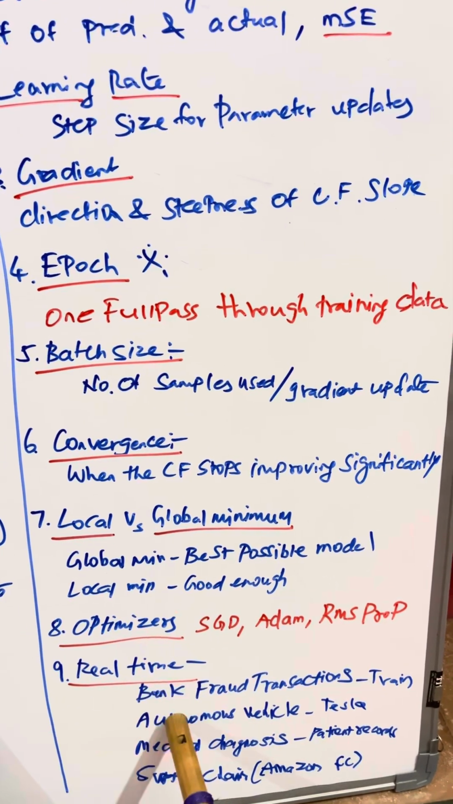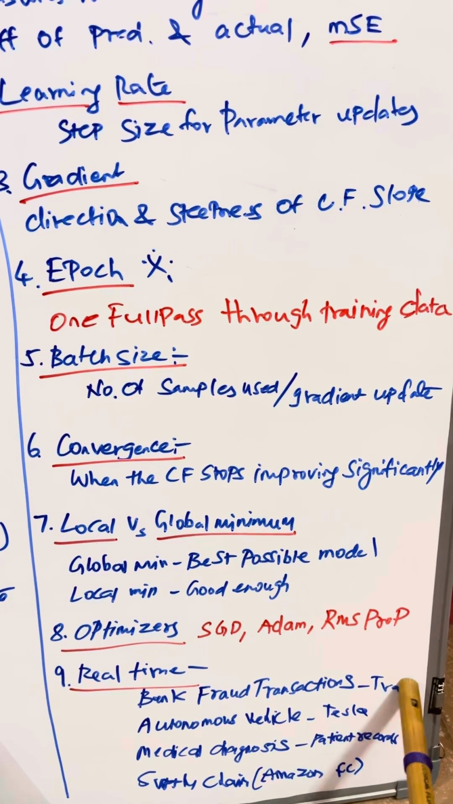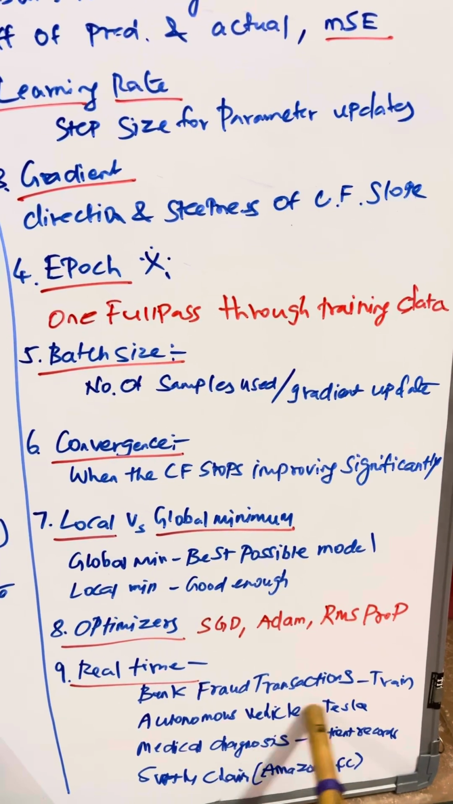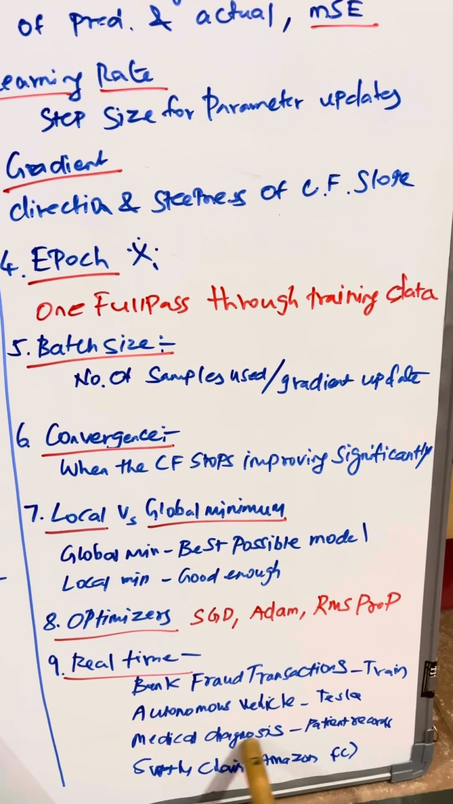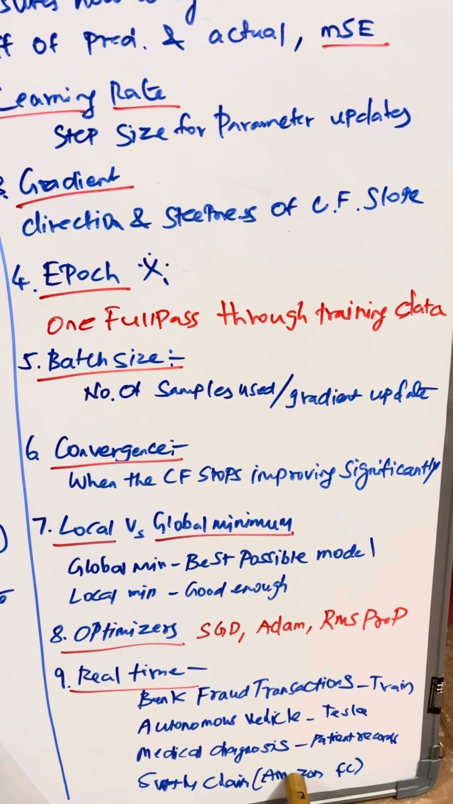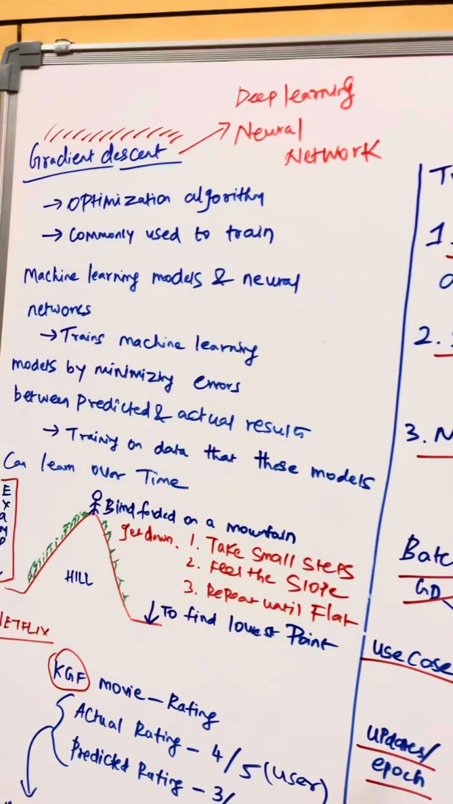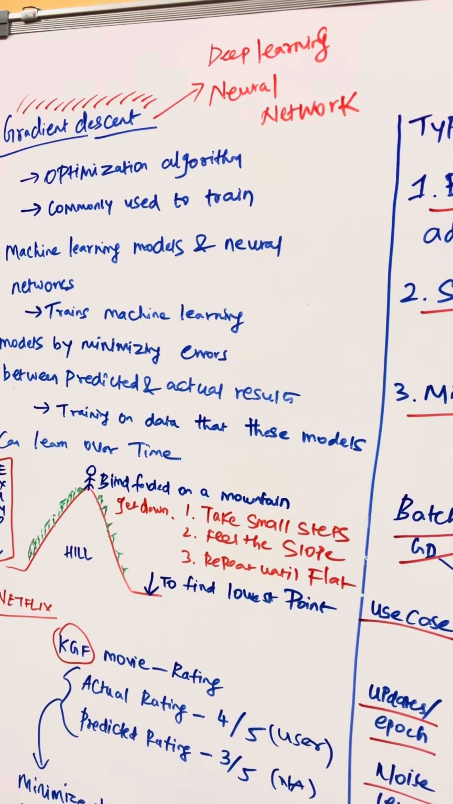In real time, we use it in bank fraud transactions by training the model, in autonomous vehicles, which is used in Tesla, in medical diagnosis by seeing the patient records, and in supply chain like Amazon, Walmart, etc. So this is the overview of gradient descent from deep learning neural network.